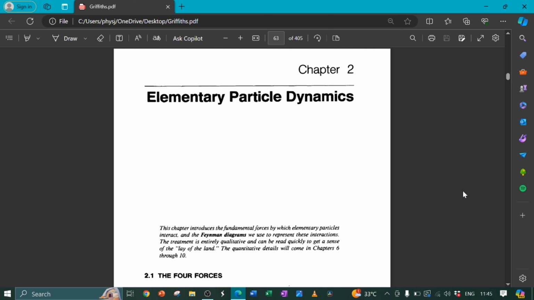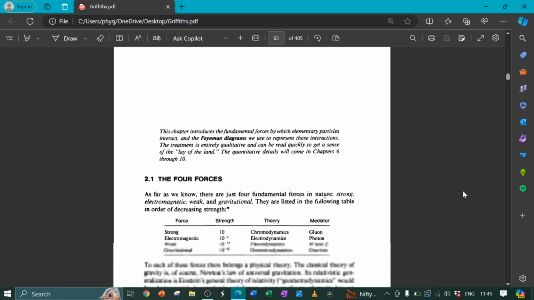Chapter 2: Elementary Particle Dynamics. This chapter introduces the fundamental forces by which elementary particles interact and the Feynman diagrams we use to represent these interactions. The treatment is entirely qualitative and can be read quickly to get a sense of the lay of the land. The quantitative details will come in chapters 6 through 10.